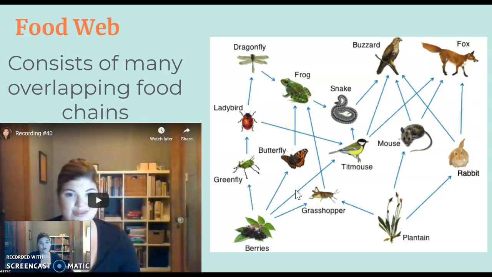Food webs are a more realistic look at what's going on as far as energy flow in an ecosystem. So they show multiple interactions between organisms because organisms don't just eat one thing. They usually have multiple sources of energy, and that's why the food web is a more realistic look at the ecosystem.